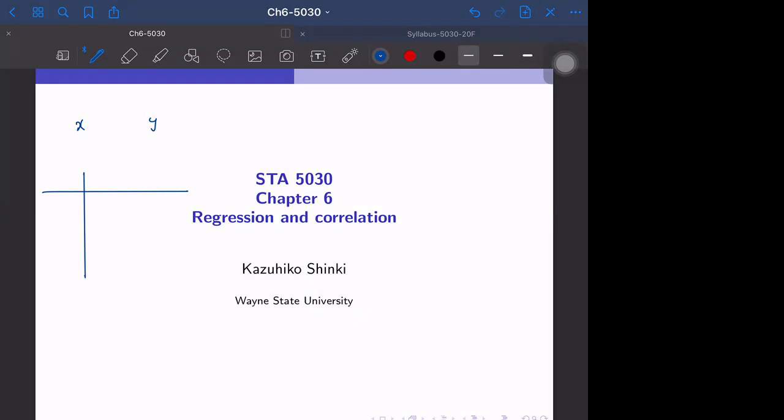So suppose that we want to explain Y by X, and we have a continuous X, numerical X, and sometimes a categorical X. So the most typical case is X is numeric, and Y is also numeric and continuous. And sometimes X is categorical, and Y may be categorical also.